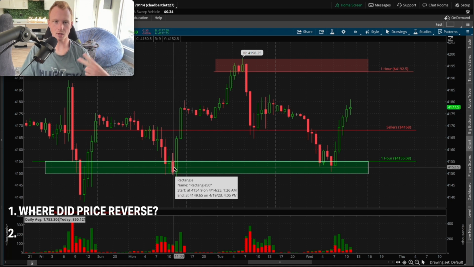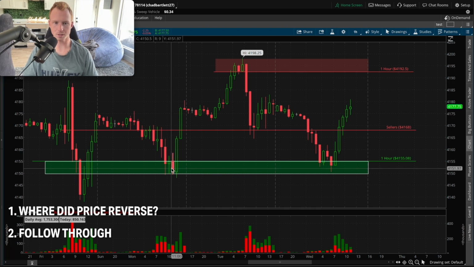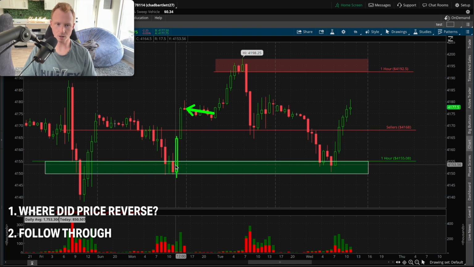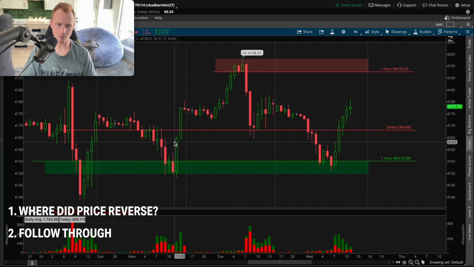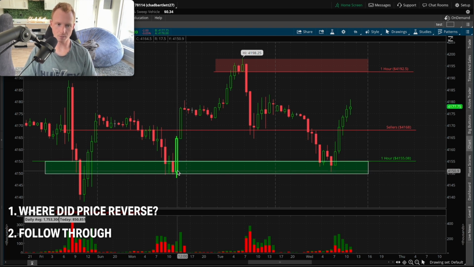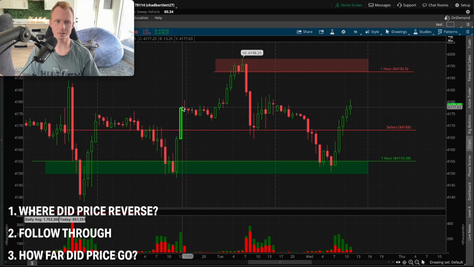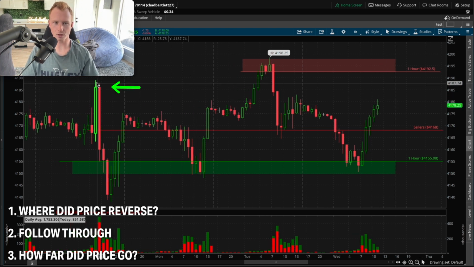The next thing is the actual follow through from where the price reversed. On this 1 hour time frame, we had very strong candles, a massive move up once we hit this level. The candle closed at the very top. This basically tells me there are hardly any sellers, and there are buyers throughout this whole candle. Same thing with the following candle. The third thing you want to look at is how far the price went after that. Did we pass the previous high?